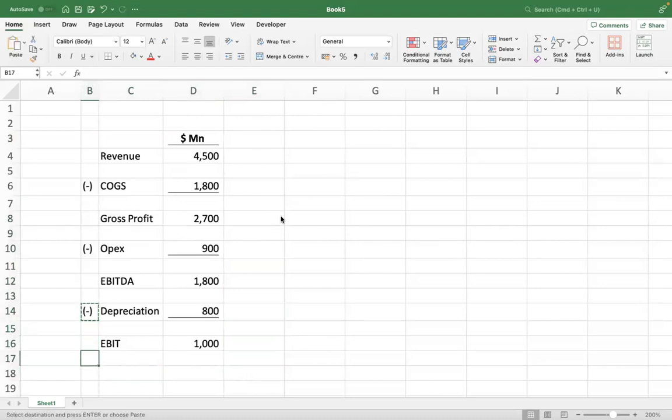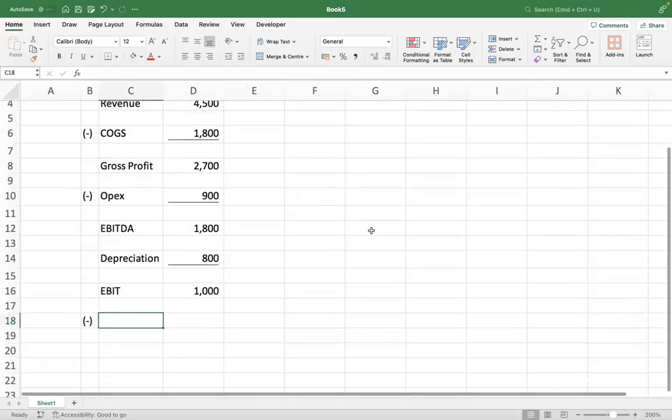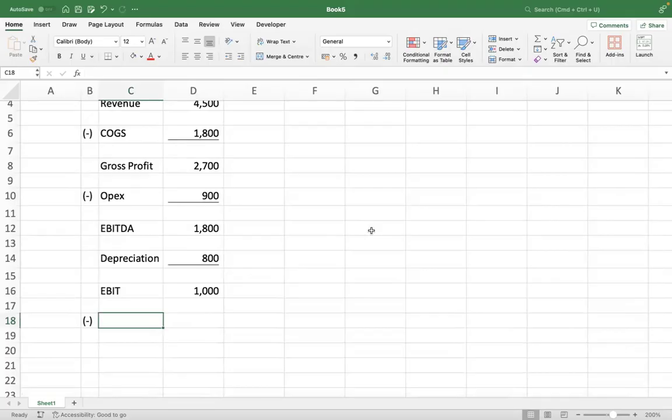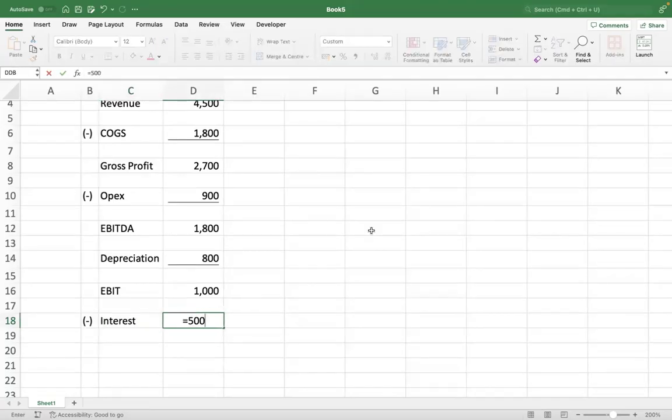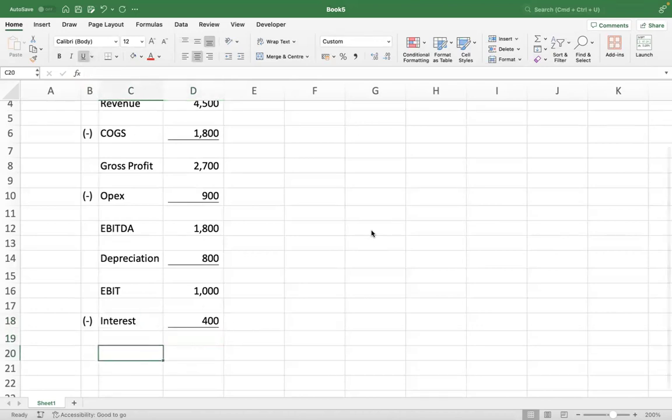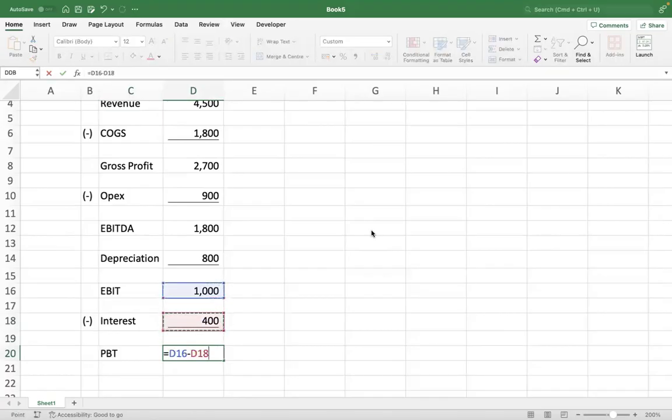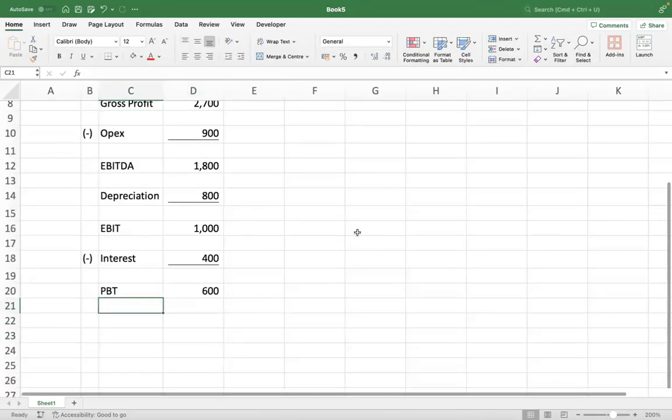Now, assume that this firm is financed by maybe a term loan or bonds of $5,000 million, and it carries 8% annual interest. So we will reduce the interest cost, which is $5,000 million into an annual obligation of 8%. Reduce that, you will get your PBT, profit before tax, which is 1,000 minus 400, which is $600 million.